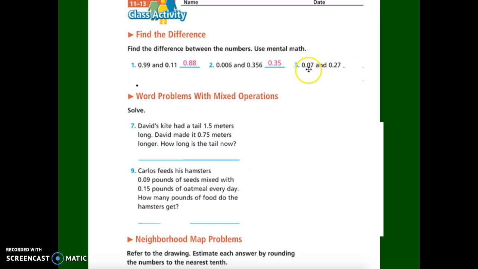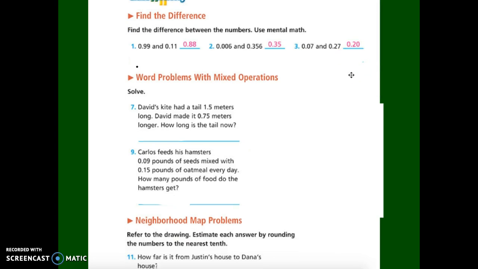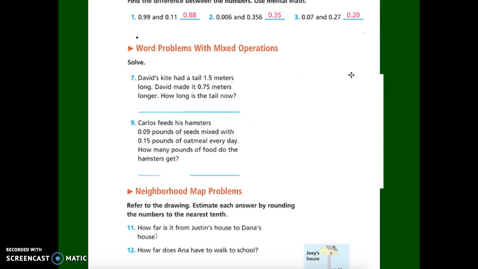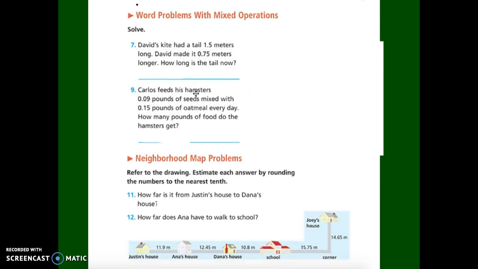All right, so we have 7 hundredths and 27 hundredths. So I see the 7 and a 7 again, and I know if I subtract 7 minus 7, I get a 0. So you would end up with your 20 hundredths. Great job. Let's go ahead and try to solve this problem next.